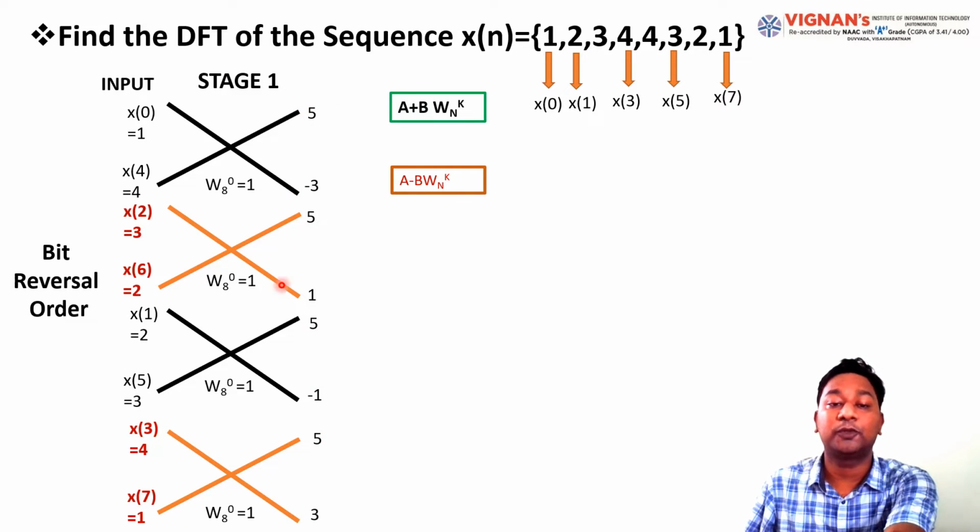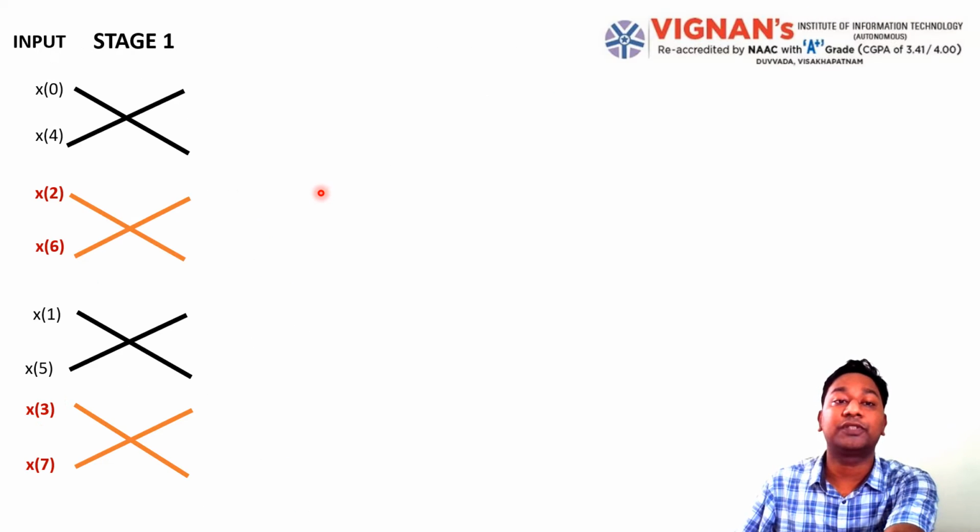So the output values of stage 1 will be the input of stage 2. So this stage is clear: 4 butterflies, the Twiddle factor value of all the butterflies is 1, and it is simple addition and subtraction. Clear? Now we'll move to the next stage. The output of stage 1 is the input of stage 2. In stage 1, how many butterflies were associated? 4. Stage 2 also has 4 butterflies, but they will be arranged in a different manner.